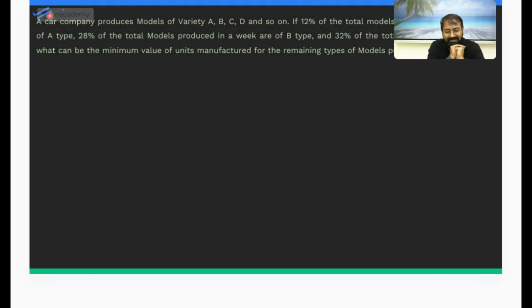28? No, Anil, it's not 28. See, what you are doing is, this is 12% plus 28%, 40% plus 32%, 72%, so remaining 28%. So total 100, so 28% of 100 is 28. No, it's not 28. Guys, it's not 28. And this is what you need to learn. This is what we are going to discuss in this session, by the way.